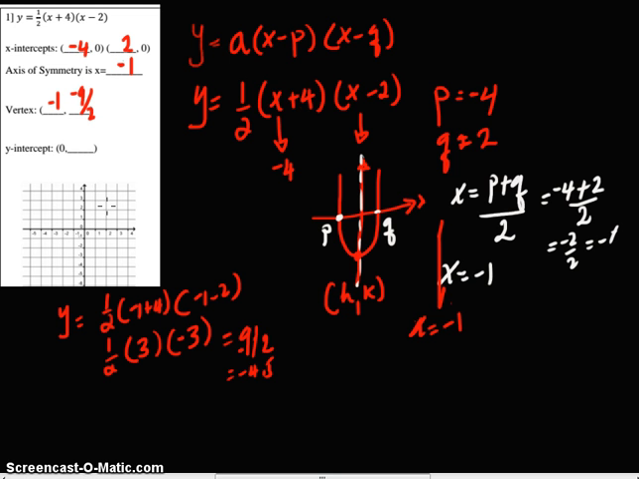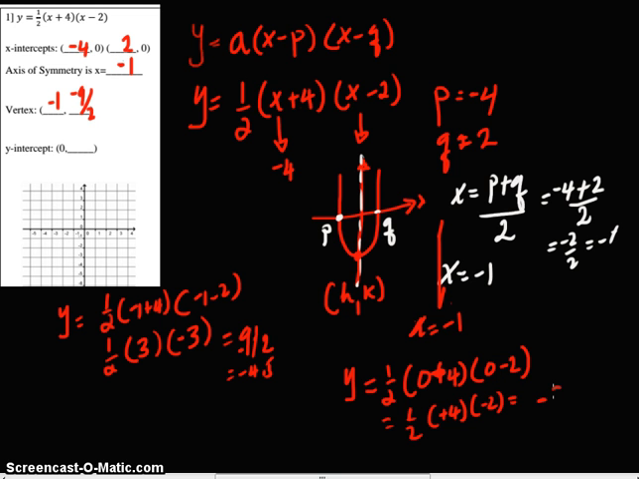After we do this one, the next thing to do is the y-intercept. Again, to find the y-intercept, we know x is 0, so we plug it back into the equation: 1/2 times (0 plus 4) times (0 minus 2). So this becomes 1/2 times 4 times -2, which becomes -8 over 2, which is -4. So the y-intercept is going to be -4.